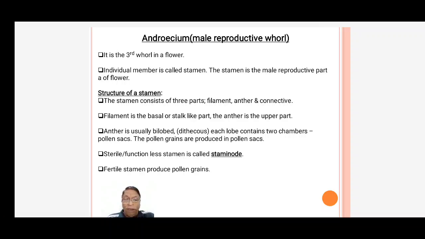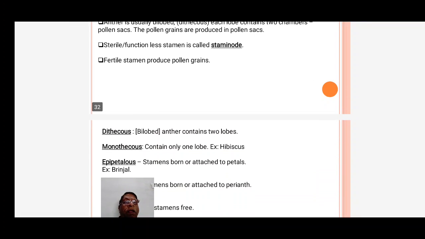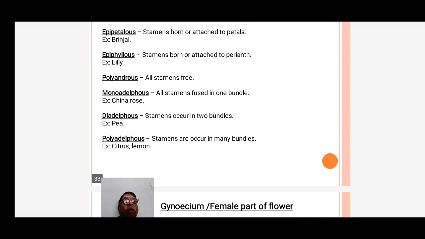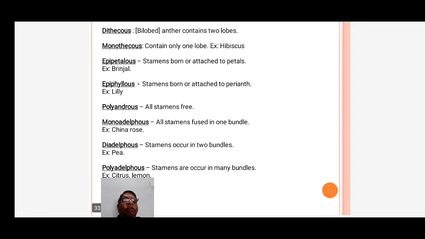Gynoecium. It is the fourth whorl in a flower. One minute. Some technical terms are there with regard to the stamen. Let us also see.